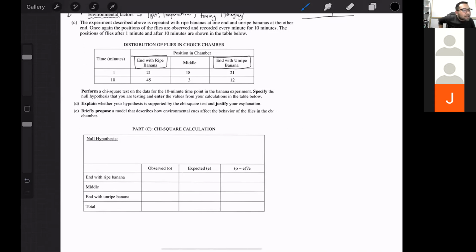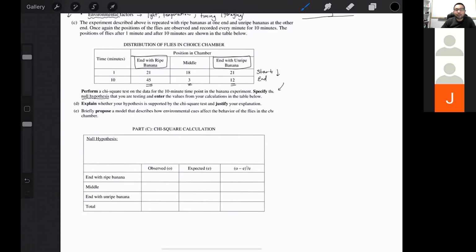So at time 1, we see that there are 21 in the end with ripe banana, 18 in the middle, and 21 on the end with the unripe banana. And of course, that's the start position for us. And then the end position is that we have 45 fruit flies in the end with the ripe banana, only 3 in the middle, and 12 on the other side with the unripe banana. So what we're going to be asked to do is a chi-squared analysis and test for a hypothesis, or in this case, the null hypothesis, that these guys either have or don't have a preference.